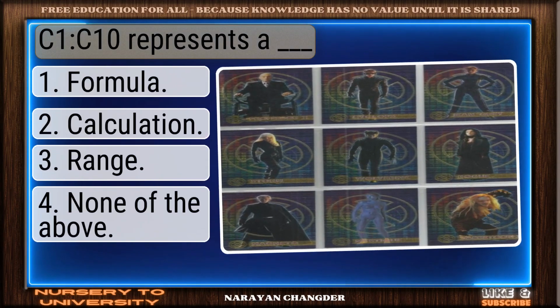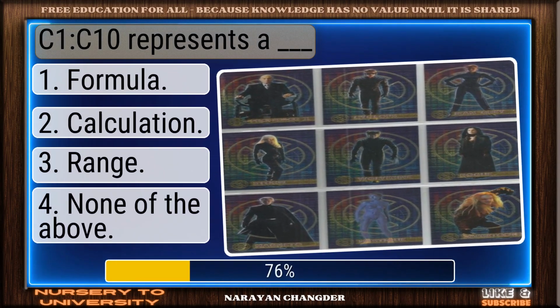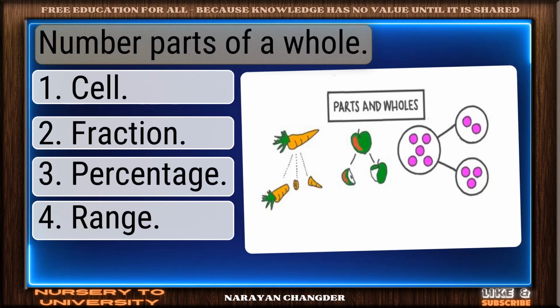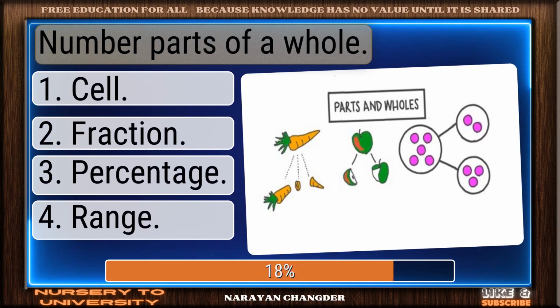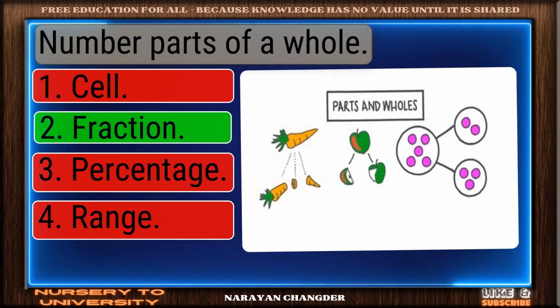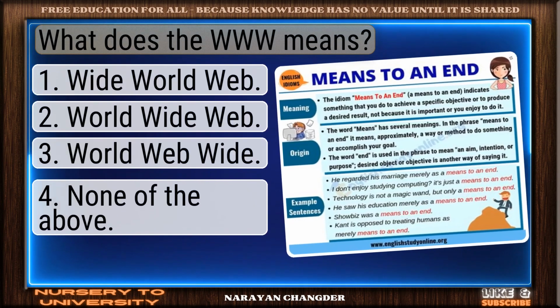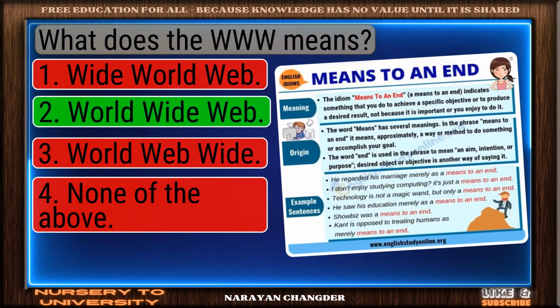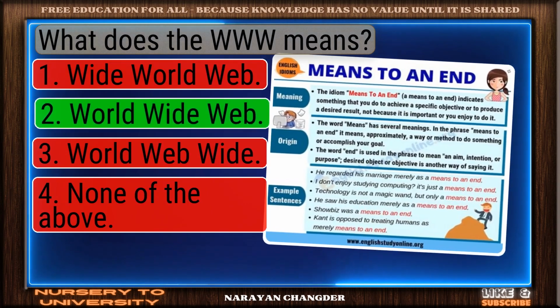C1 represents a dash. You chose range and it is correct. Number parts of a whole. Right choice. Fraction is the best answer. What does the W do means? Well done. World Wide Web is the right choice.